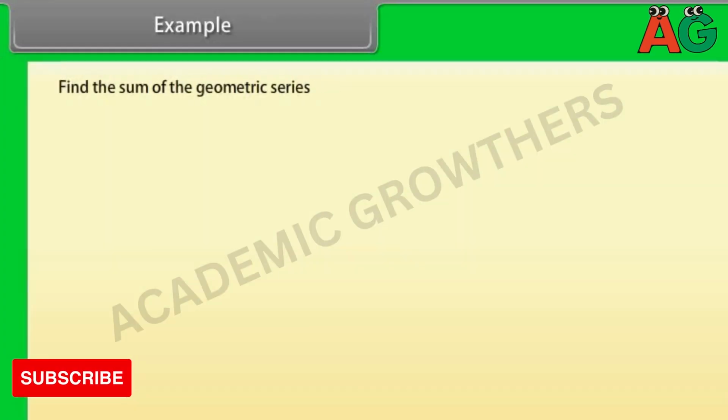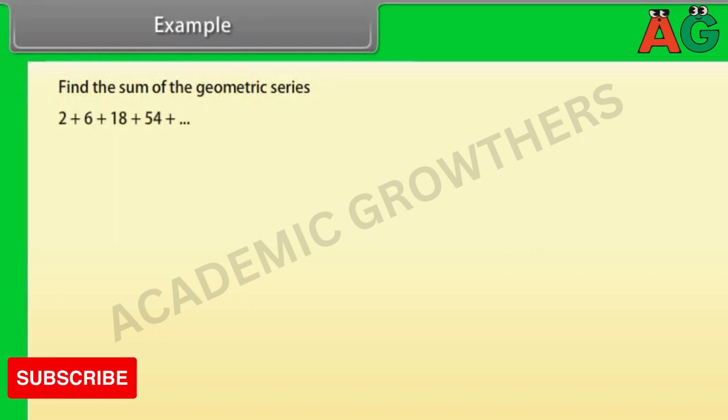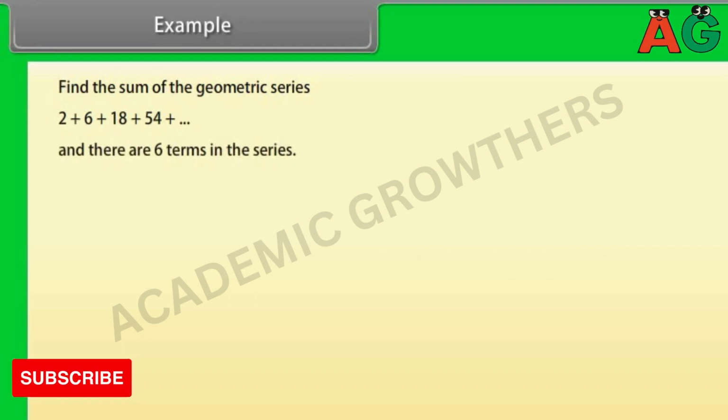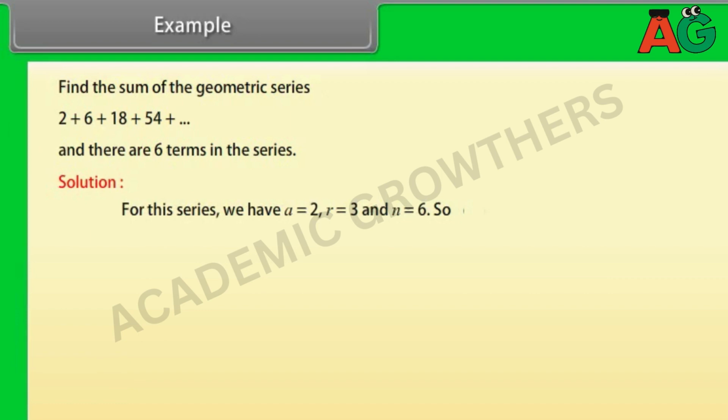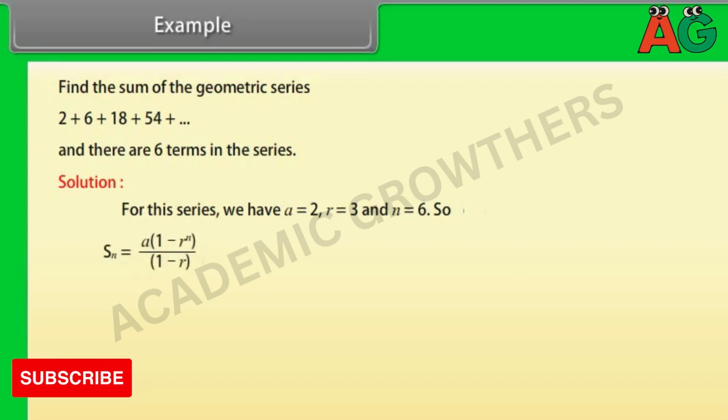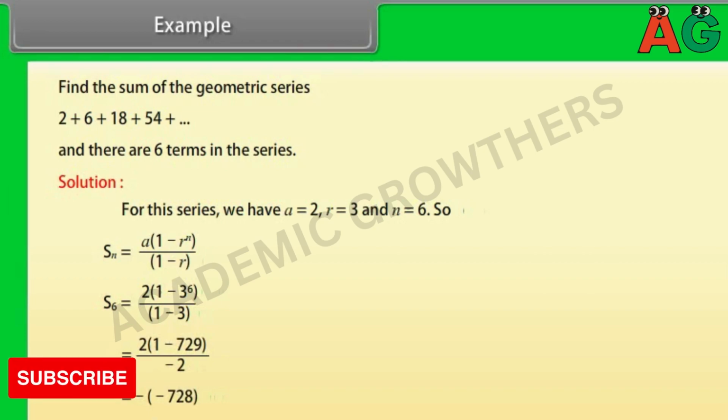Example: find the sum of the geometric series 2 plus 6 plus 18 plus 54 plus and so on, and there are 6 terms in the series. Solution: for this series, we have a is equal to 2, r is equal to 3, and n is equal to 6. So, Sn is equal to a into (1 minus r raised to the power n) divided by (1 minus r). By substitution and calculation of the values, we get 728.